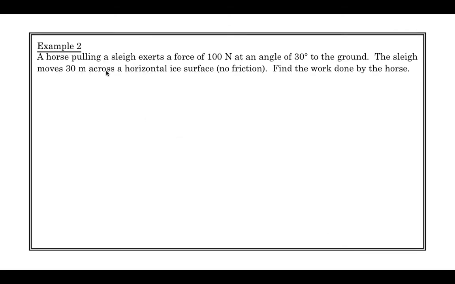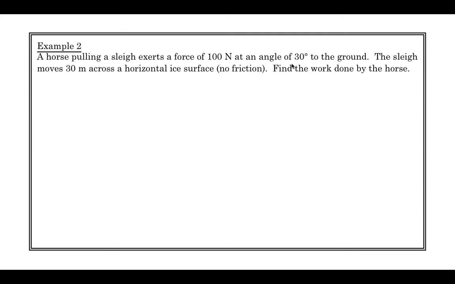Example 2. A horse is pulling a sleigh, and it exerts a force of 100 newtons, but of course that's at an angle of 30 degrees to the ground. So the horse is pulling up a little bit on this cable as well. The sleigh moves 30 meters across a horizontal ice surface. Find the work done by the horse.